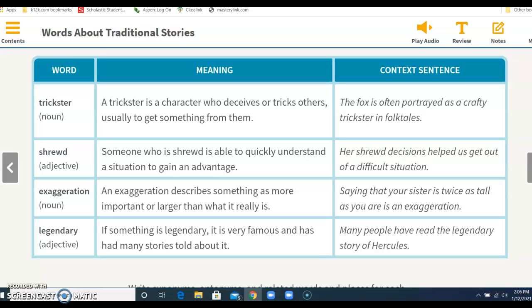Now, if you didn't know what the words meant, they gave you a meaning chart here. A trickster is a character who deceives or tricks others and usually gets something from them. And then they gave you an idea from the story. The fox is often portrayed as a crafty trickster in folk tales.